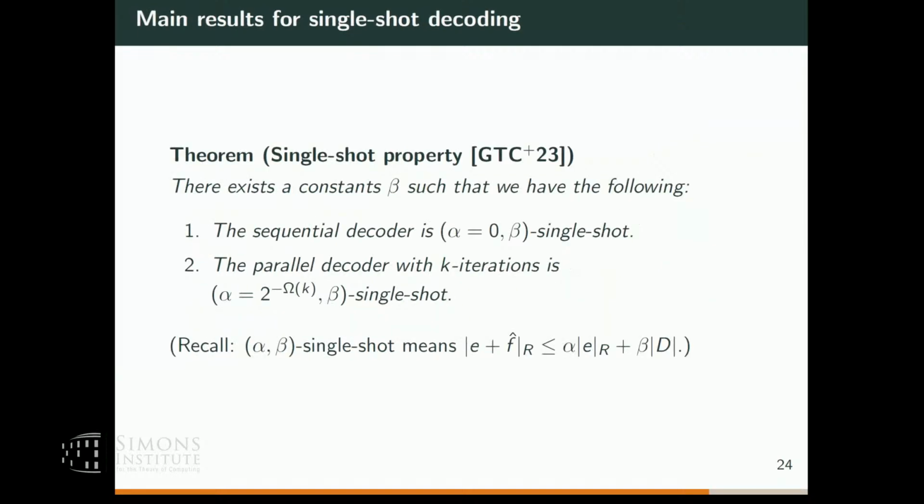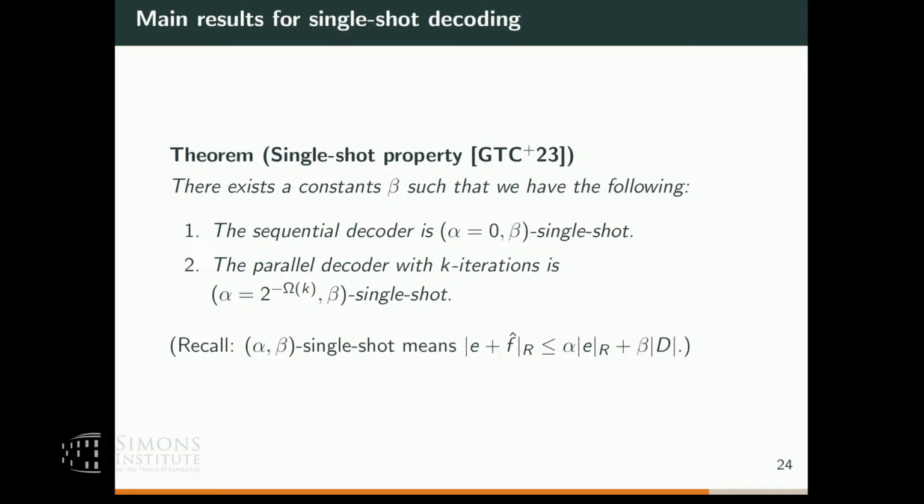Okay, so the main theorem that we proved for single shot is that both the sequential and the parallel decoders are single shot. The sequential decoder is single shot with the parameters 0, beta, and for the parallel decoder, it's 2 to the minus k, beta. And in the parallel case, technically you don't have to run it until it gets stuck, but you can just set some fixed number of iterations to run for, and it will still be a single shot decoder.